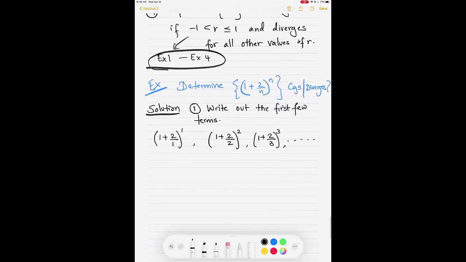So it seems like this is 3 to the 1. This is 3 squared. Sorry, 2 squared, my bad. So this is 2 squared. This is 2/3, about 0.6, so I'm just going to write this is 1.06 cubed, and so on and so forth.